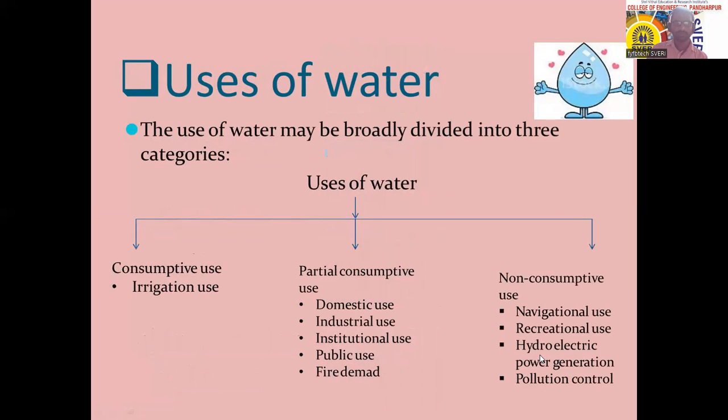And uses of water, where the water is used. First one is consumptive use, meaning for irrigation purposes. Partial consumptive means domestic use, industrial use, institutional use, public use, and fire demand. Then non-consumptive use means navigational purpose, recreational use, hydroelectric power plant, power generation, and pollution control. There we can use all these words.